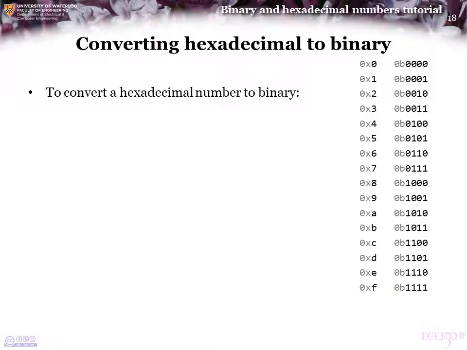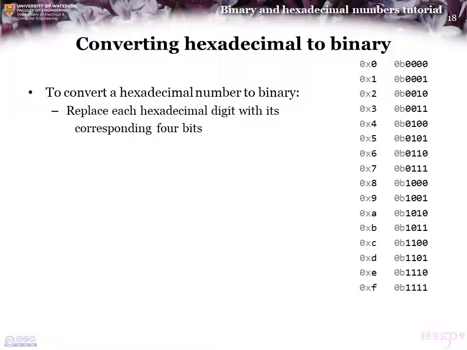Next, to convert a hexadecimal number back to binary, it's reasonably straightforward. Replace every single hexadecimal digit with its corresponding 4 bits. This includes 0. So, here's a hexadecimal number. I'll replace the 5 with 0, 1, 0, 1. I'll replace the A with 1, 0, 1, 0.